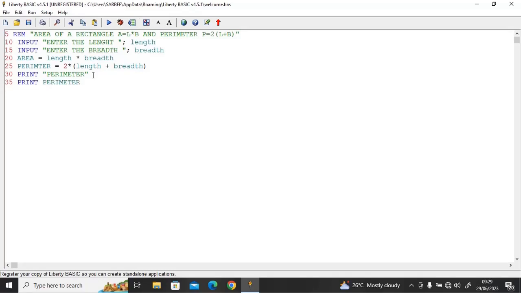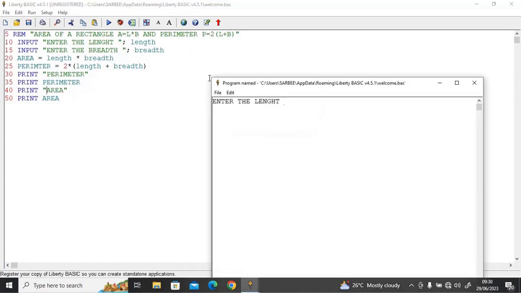Next I can even do this, though I should not be doing it, but I will show you a simple step to make your code readable to the end user. Print area in quotes, then print area. There must be the same quote, so double quote. Let's run this together. Shift F5. It prints, enter the length. Let's say the length is 5.